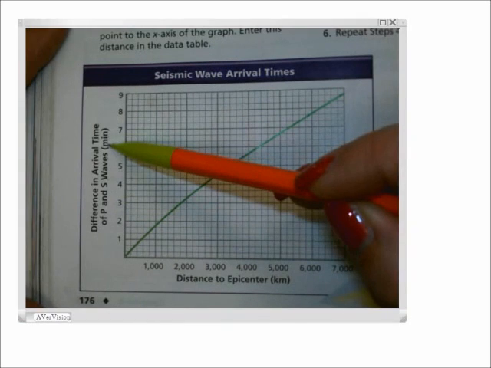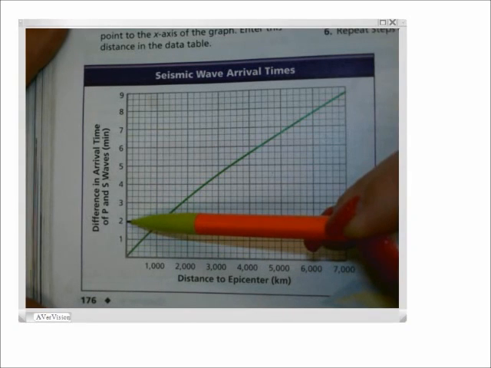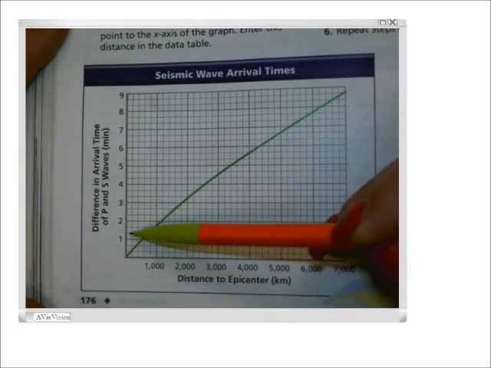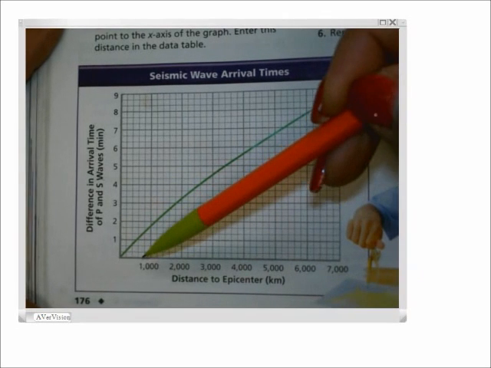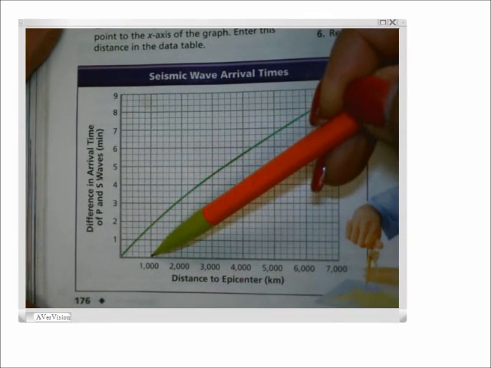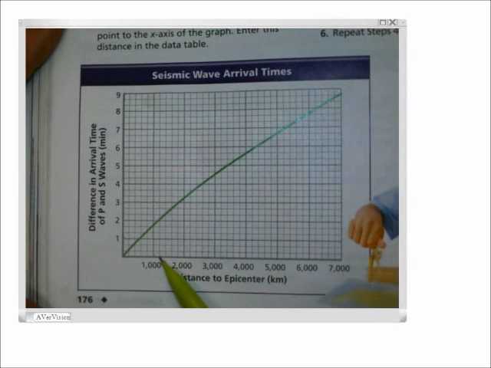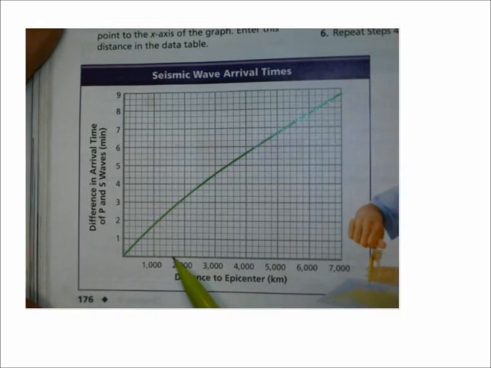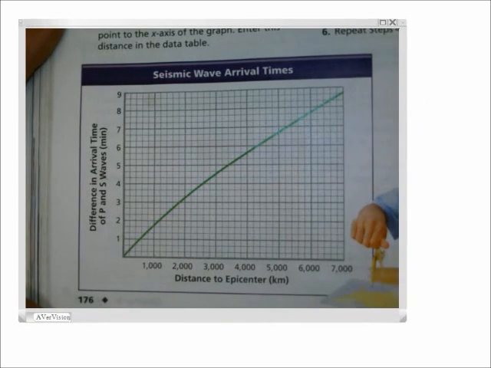So here we are dealing on the y-axis in minutes. If this is 1 minute and this is 2 minutes, then we can determine that this line would be 1 minute 20 seconds, 1 minute 40 seconds, 2 minutes. And on the bottom, on the x-axis, if this is 1,000 kilometers and this is 2,000 kilometers, this line here represents 1,200, 1,400, 1,600, 1,800, and 2,000. So every line represents 200 kilometers. Keep that in mind as you use this graph.